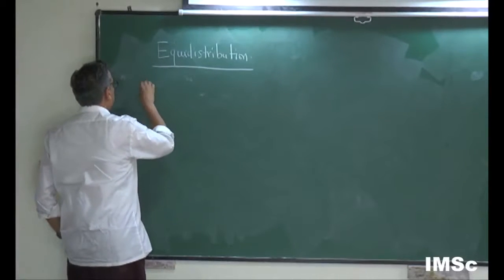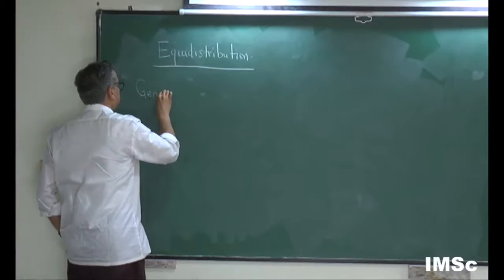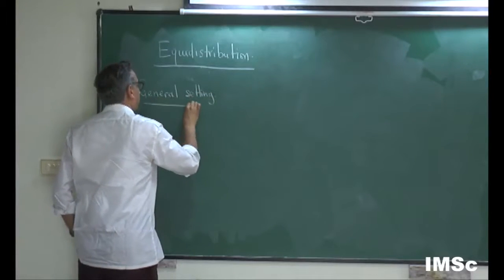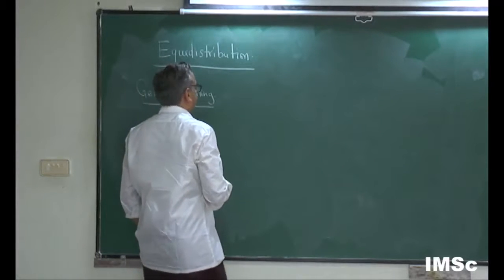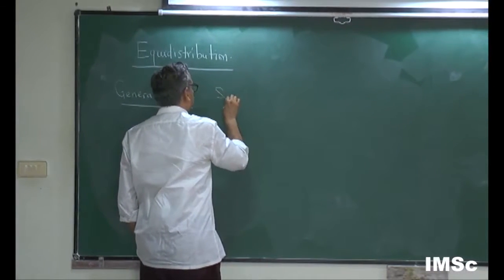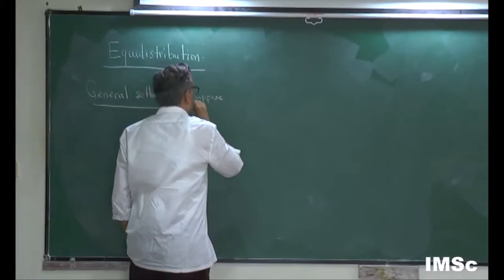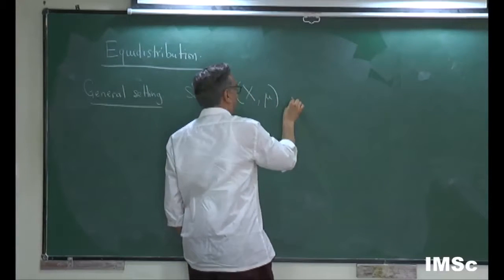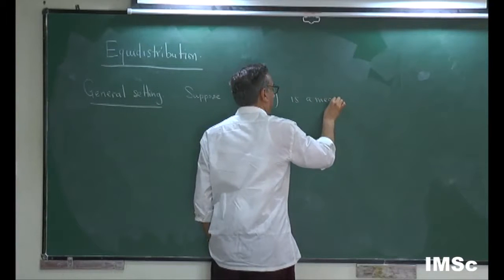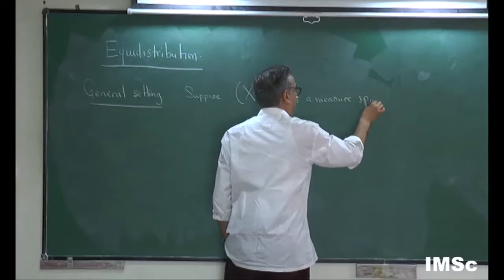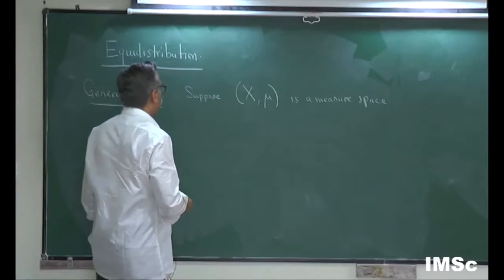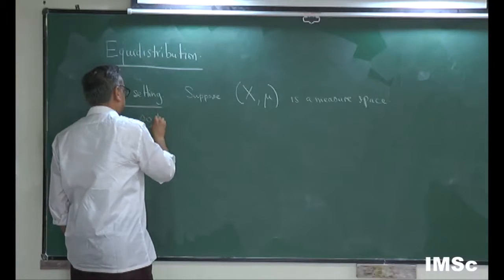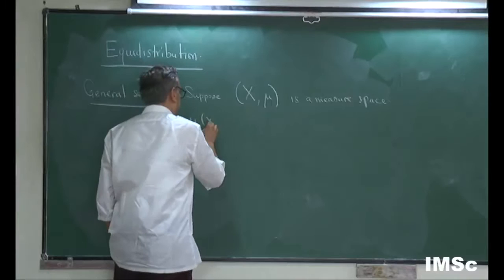So basically, the general setting is the following. Suppose that we have a measure space, X, mu is a measure space, such that, let's say, the total measure is 1.